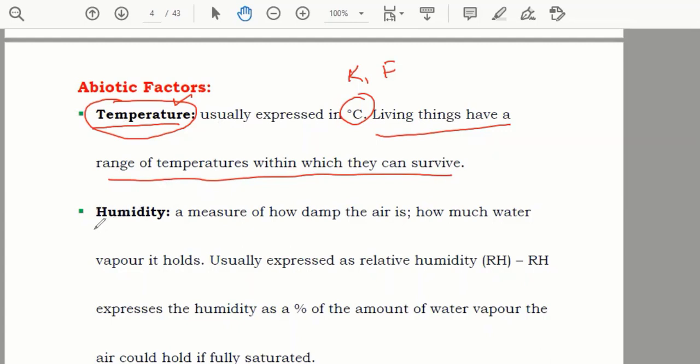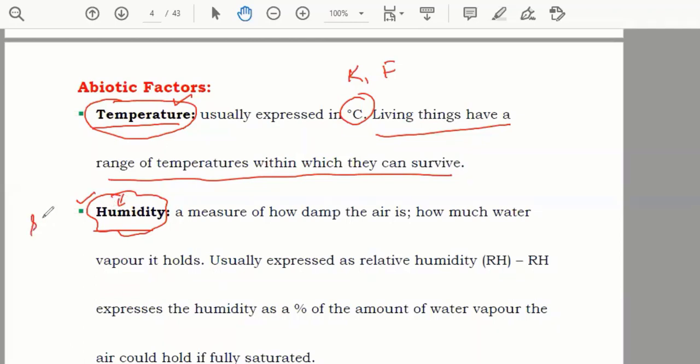The second abiotic factor is humidity. If you study evaporation, what is humidity? Humidity means the water vapors present in the atmosphere or in the air. If there are more water vapors in the air, we say the humidity level is high. If there are fewer water vapors, we say the humidity level is low.